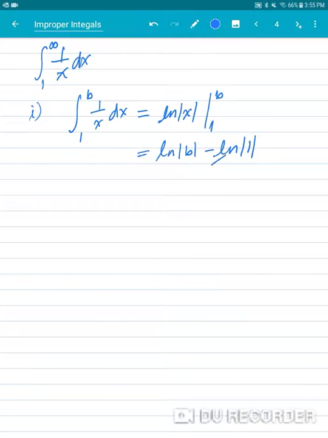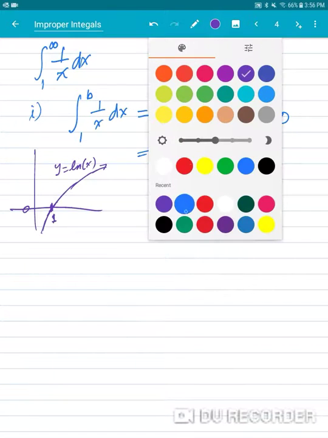Well, fortunately for me, this is 0. Let me quickly remind you what the natural log function looks like. It's the inverse of the exponential function e to the x. It hits the x-axis at 1. So natural log of 1 is 0. And this is what y equals natural log of x looks like. Okay, so natural log of 1 is 0. So that's the first part.